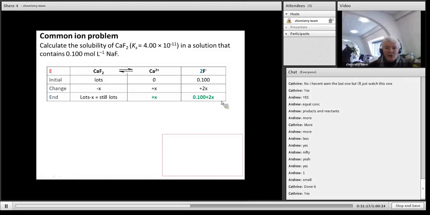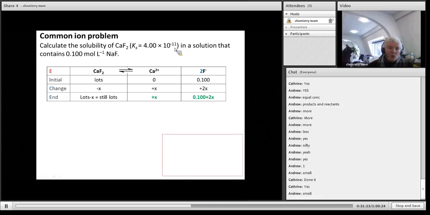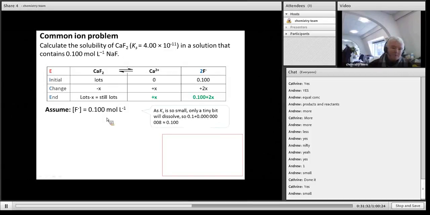But again, look at this Ks. If that's very small, I can ignore the 2x. Correct, Andrew, it's small, so I don't have to worry about that 2x. I can assume the fluoride is 0.1. The 2 will come in though, because I have to square it: my solubility product expression is calcium times fluoride, because I've got two of them, so it's calcium times fluoride squared.